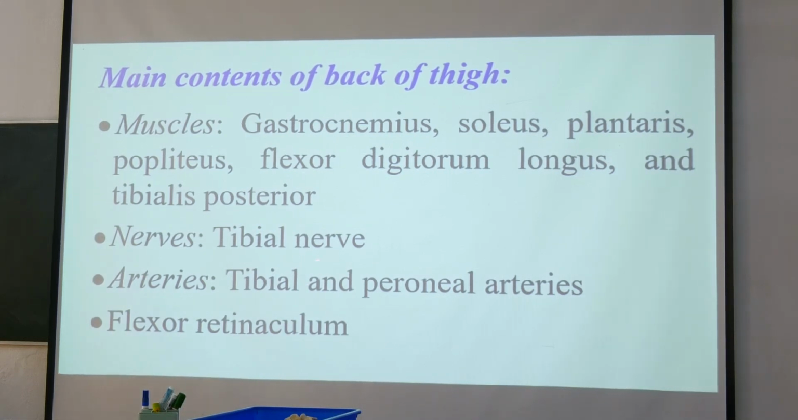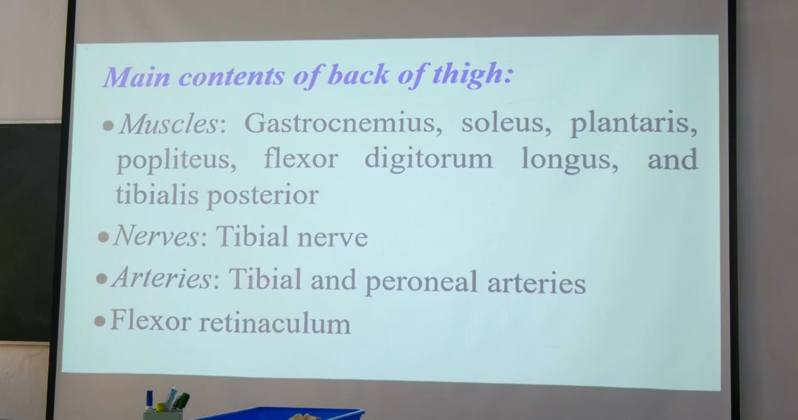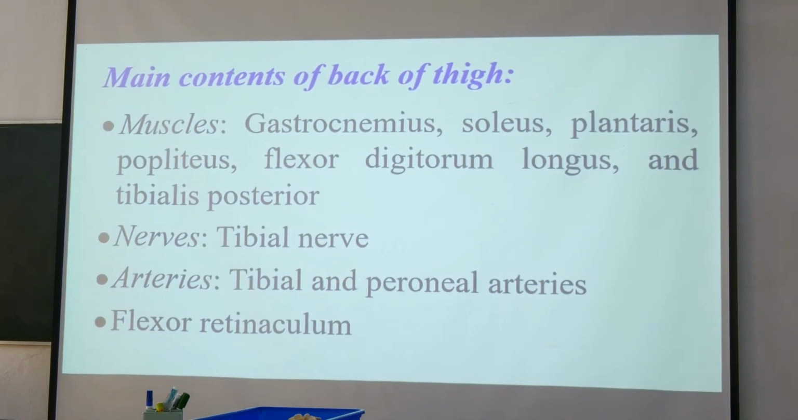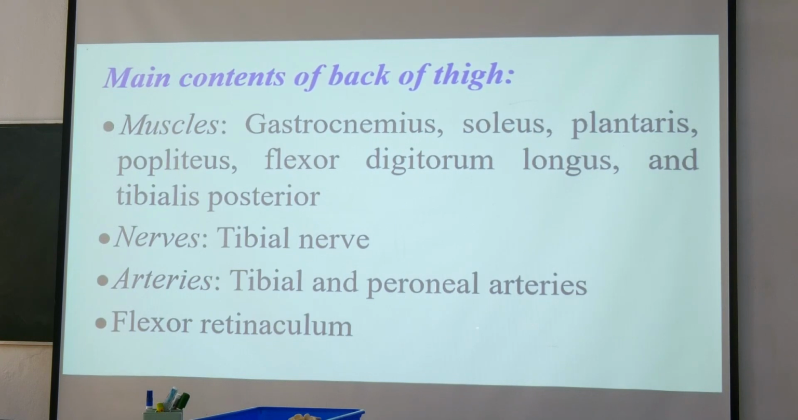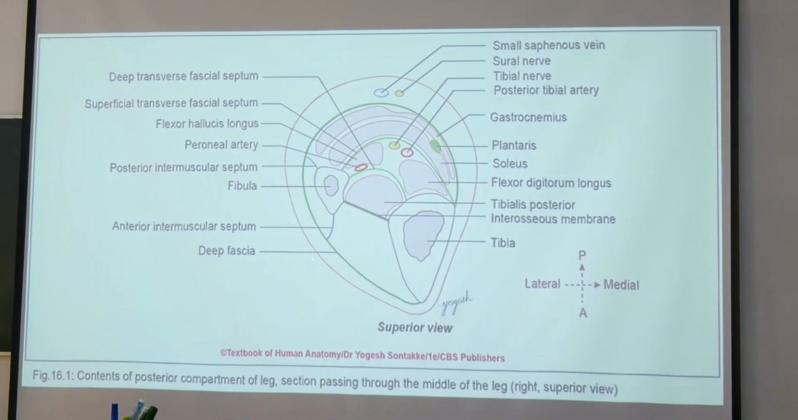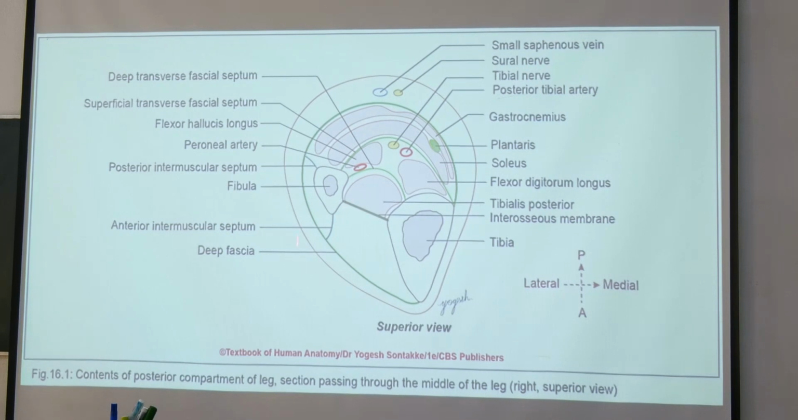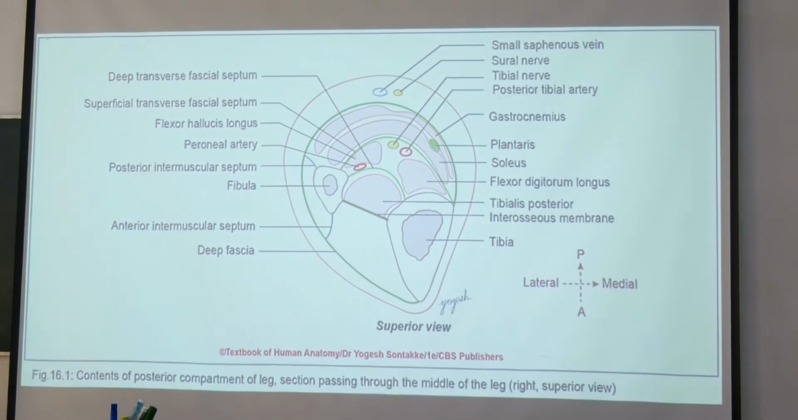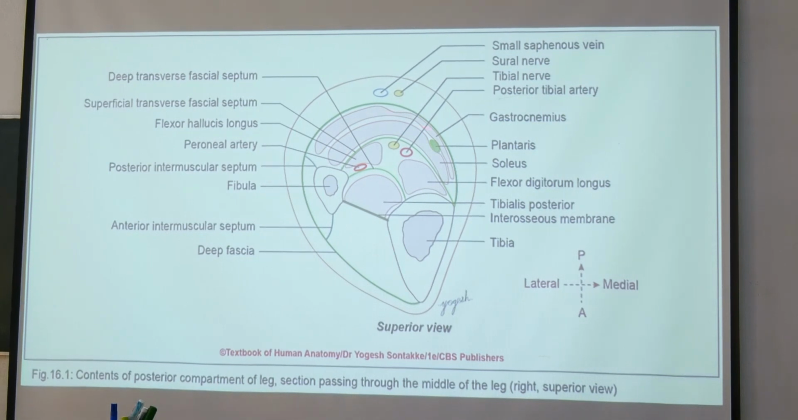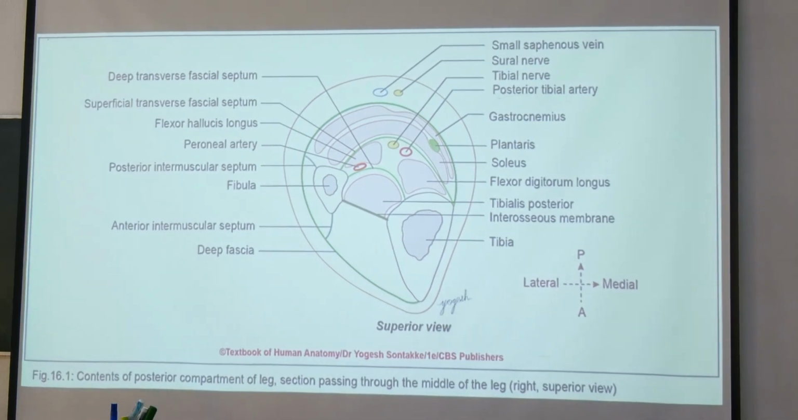After crossing the popliteal fossa, it enters into the back of the leg. The arteries are the tibial and peroneal arteries, and the flexor retinaculum you will see. Tibia, here is fibula. These are the intermuscular septums, anterior and posterior. These are the different compartments: anterior compartment, lateral compartment containing the peroneal muscles, and extensor muscles. Here are the flexor muscles. The back of the leg mainly contains the flexors of the foot.